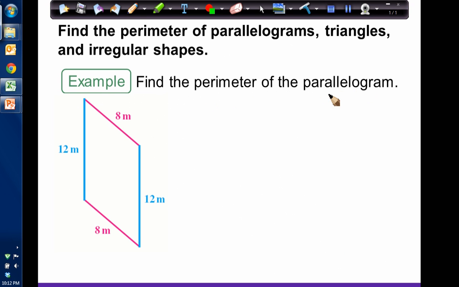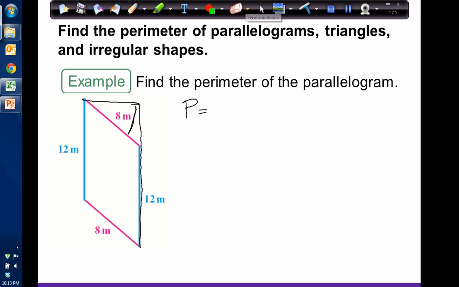Find the perimeter of the parallelogram. Perimeter for a parallelogram is just like for a rectangle, except that the width is not an actual width, and the length is not an actual length. The parallelogram is actually longer than just 12 because it goes all the way up to here, and the width is shorter than 8 because this is a shorter distance than just 8.